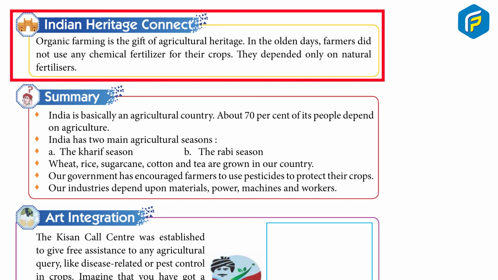Indian Heritage Connect. Organic farming is the gift of agricultural heritage. In the olden days, farmers did not use chemical fertilizers for their crops. They depended only on natural fertilizers.